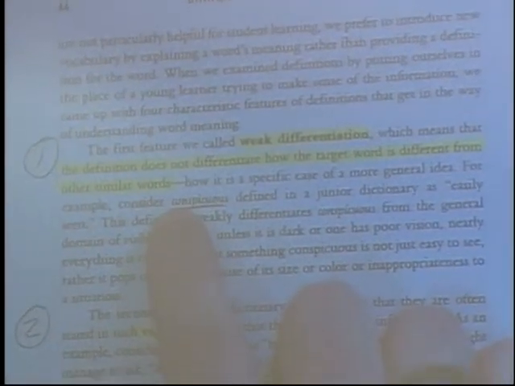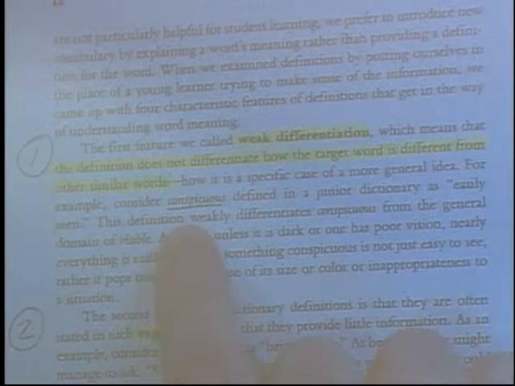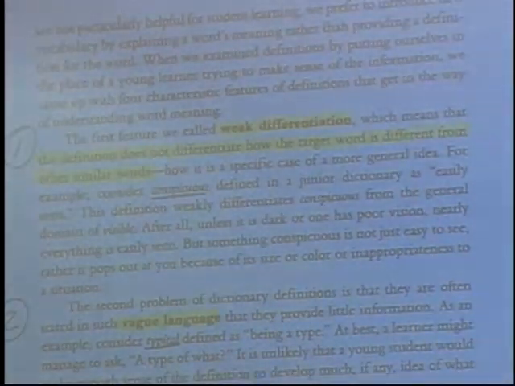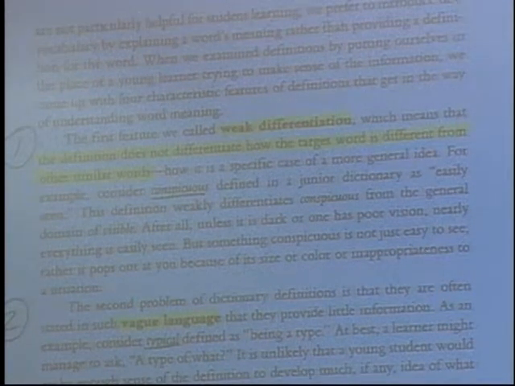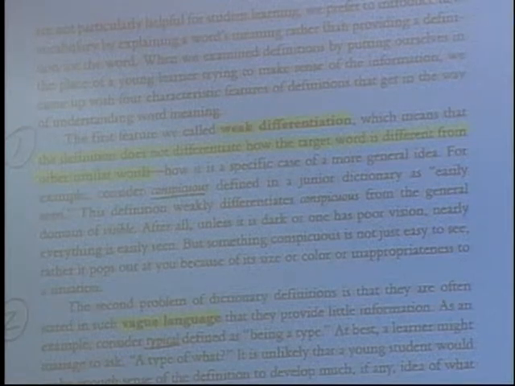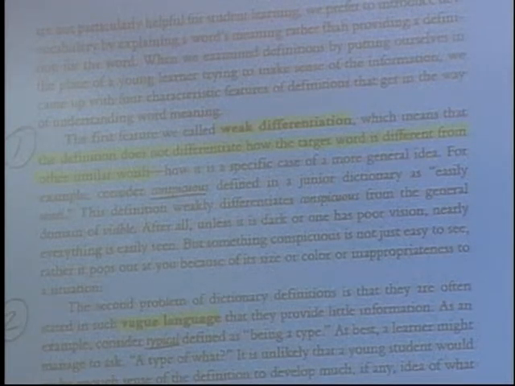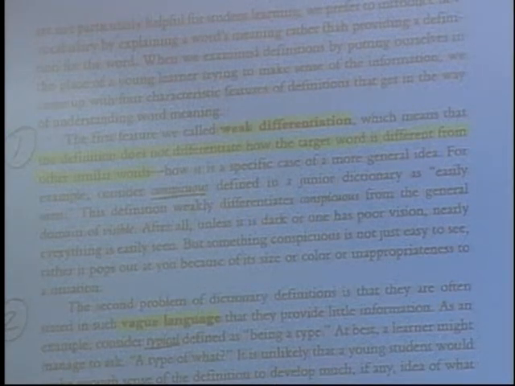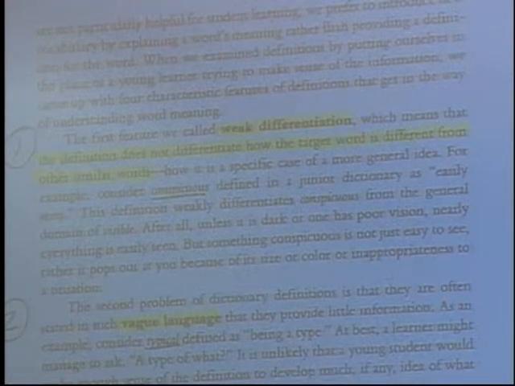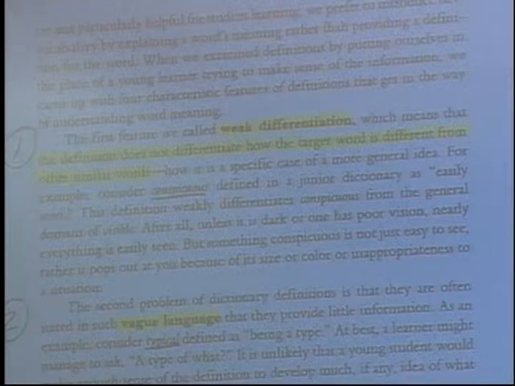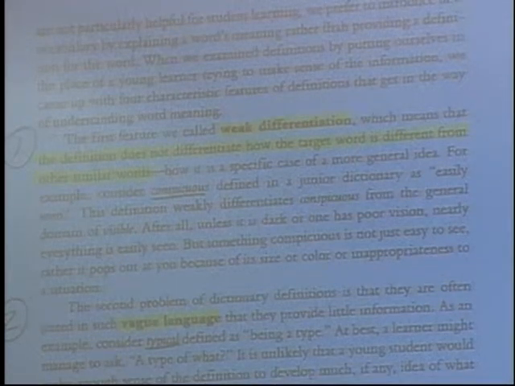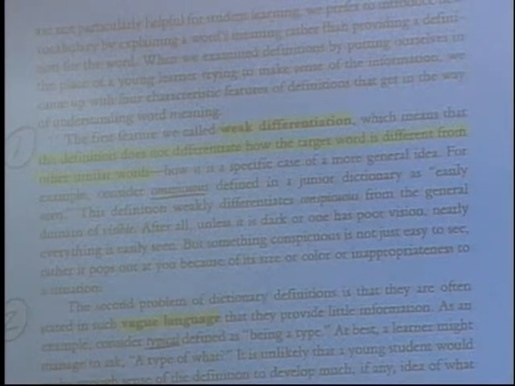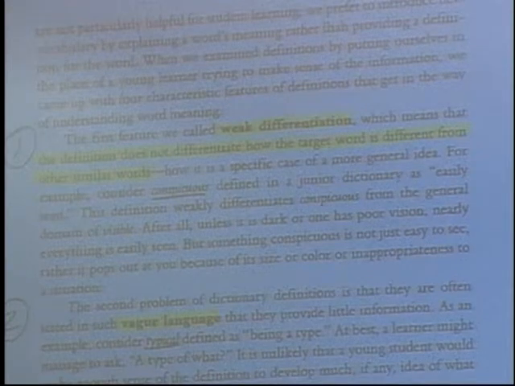Okay? The first one is weak differentiation. So what this means is that the definition doesn't really explain how the word is different from similar words. So for example, in one dictionary definition, the word conspicuous is defined as easily seen. Well, that's very similar to the definition for the word visible. So probably a more accurate definition would be something that appears to be inappropriate for a situation. It's much more explicit. It's a much clearer definition of that word.